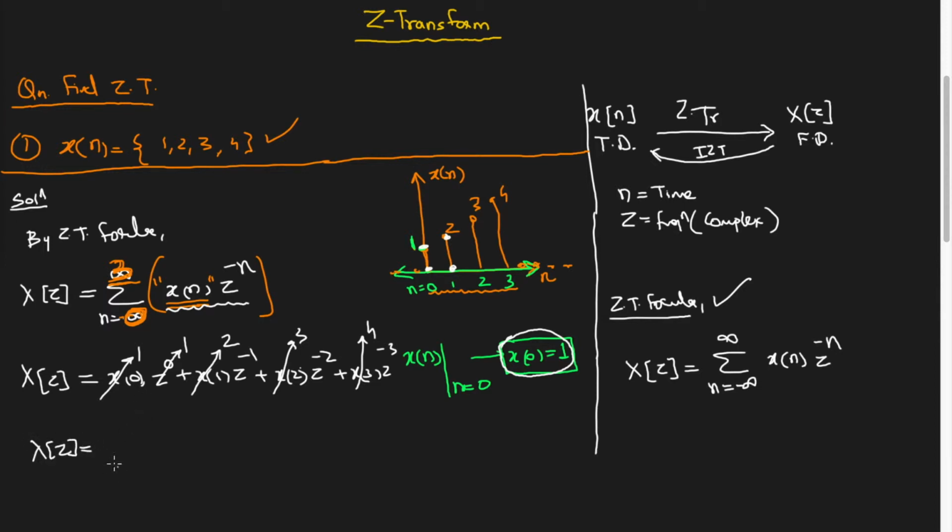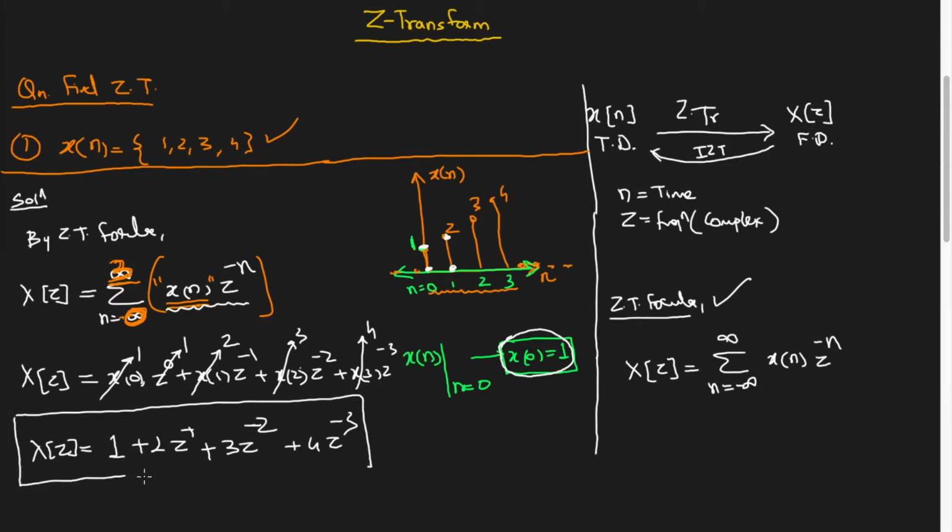Okay, so once I get these values, I write down X of z again. Now this X of z, the first term is just 1, both of them are 1. Then the next term is 2 z inverse, and then the next term is 3 z raised to negative 2, and then this is 4 z raised to negative 3. So this is going to be your X of z. Okay, so I got it right. This is the final answer.